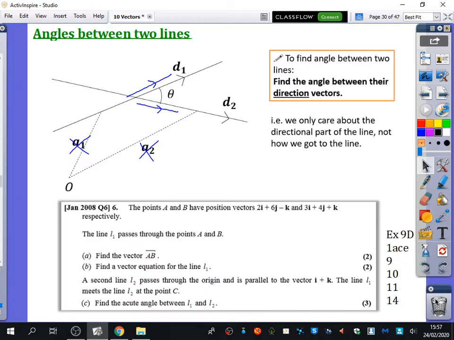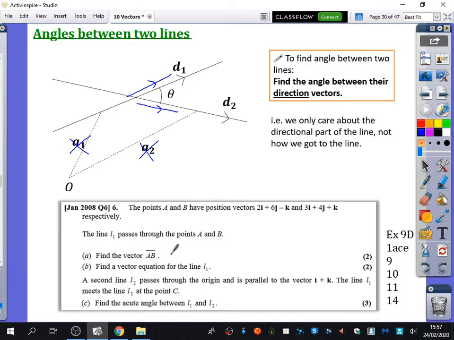So, can I start going through this example, do we think? I'm going to try and squeeze it in on this page. I don't think I've given you much space to do this, but we can fit it in, I'm sure. So it says the points A and B have position vectors blah, blah, blah, and blah, blah, blah, respectively. The line L1 passes through the points A and B. Okay, nice and easy to begin with.